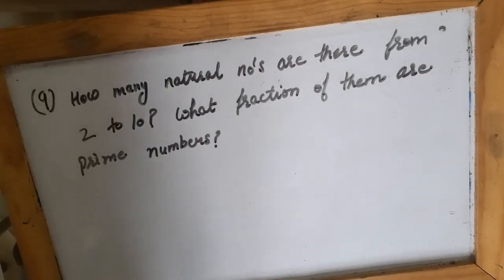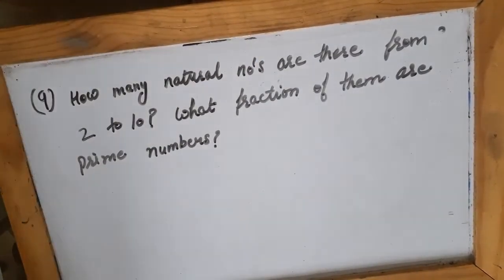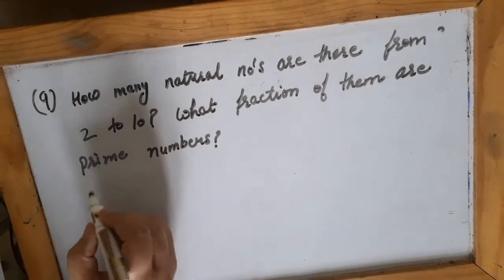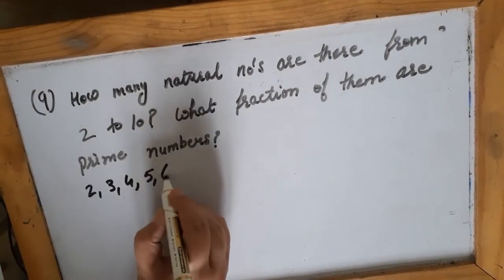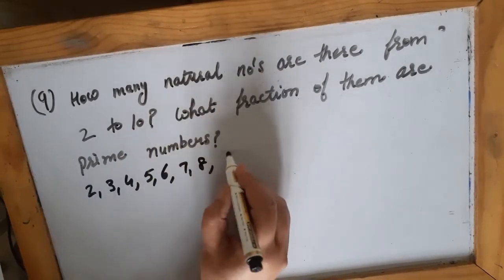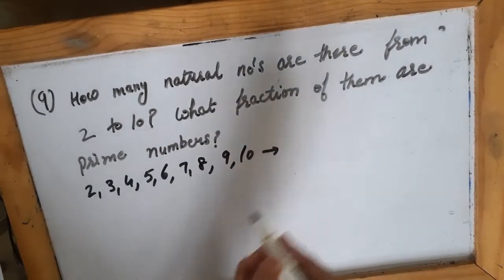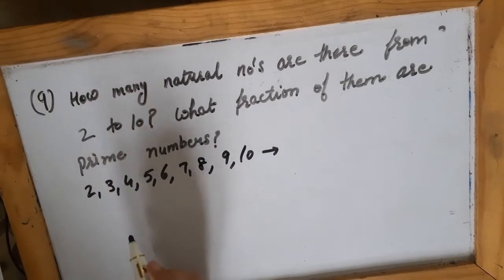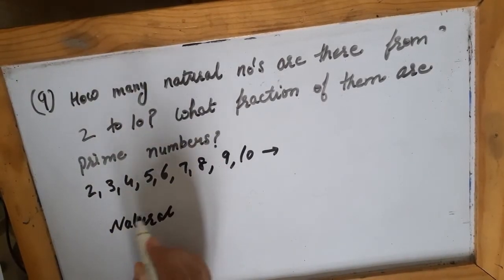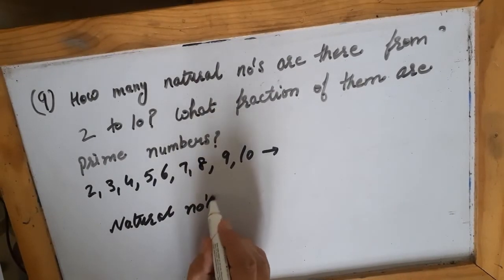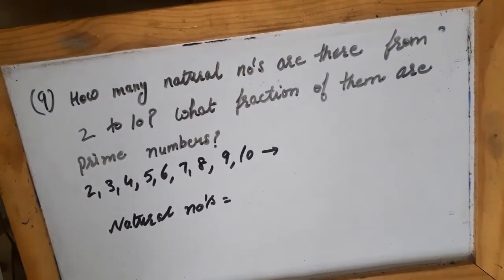Now the 9th question, which says how many natural numbers are there from 2 to 10? Now if I start my counting from 2 and go till 10, they are asking how many natural numbers are there. So what are natural numbers first? Natural numbers are your counting numbers. You start the counting from 1, 1 2 3 4, and there is no end to the numbers. So all these are your natural numbers.